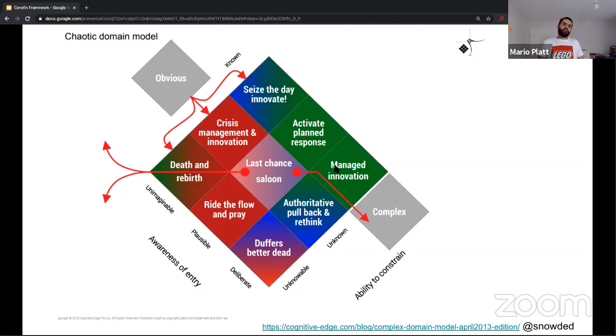Further down are the dangerous bits. So authoritative pullback and rethink happens when we relax the constraints even further and are having difficulty understanding how to manage it. So it's a bit dangerous, but it's still okay. The last part is Duffer's better dead. It's about throwing away all of the constraints without being prepared to manage it. And that's silly, right? So Duffer's better dead is a reference to a famous telegram. Duffers means someone incompetent or mediocre.